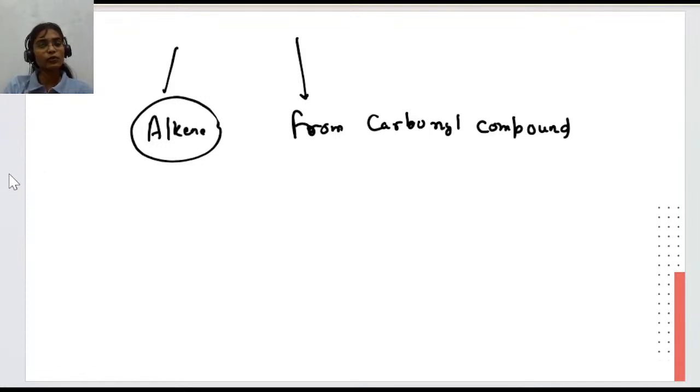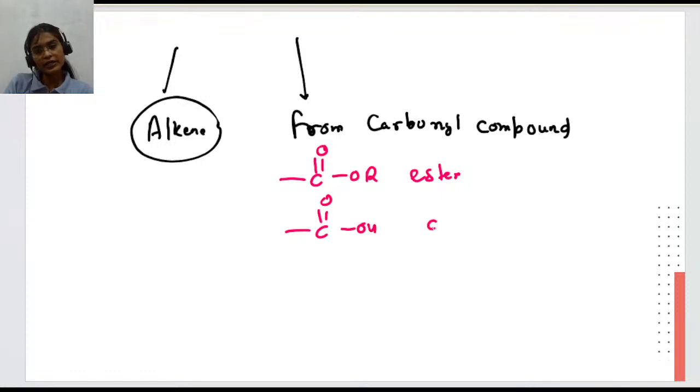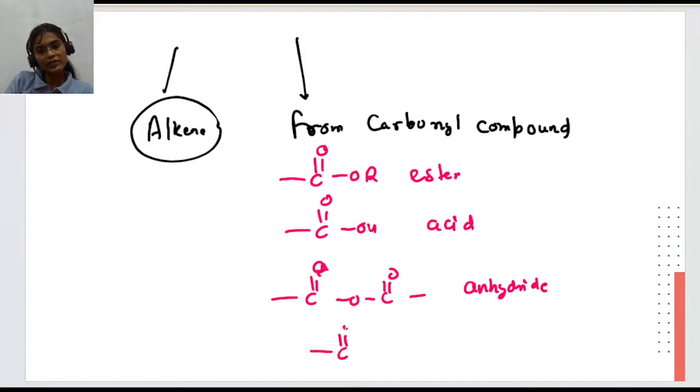You know every CO group. You can say that is OR, ester can be there. You can say carboxylic acid can be there. You can say anhydride can be there. I hope you know the functional group names. Or you can say acyl can be there, or you can use aldehyde as well, or ketone as well. All are part of the carbonyl family.